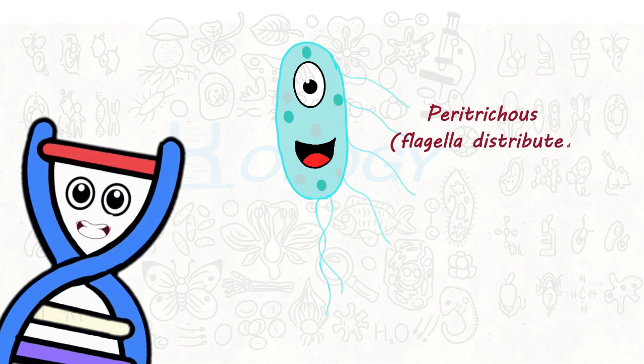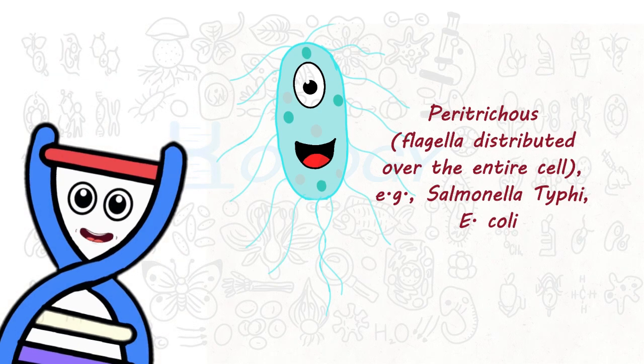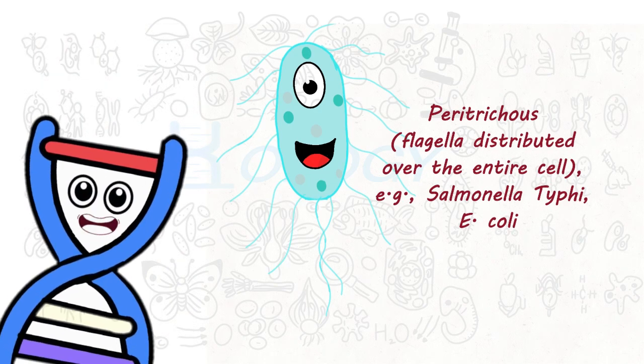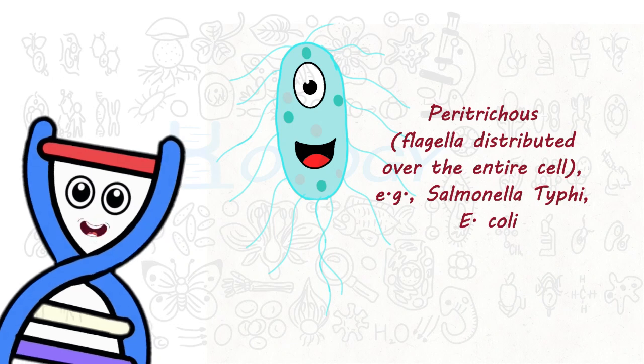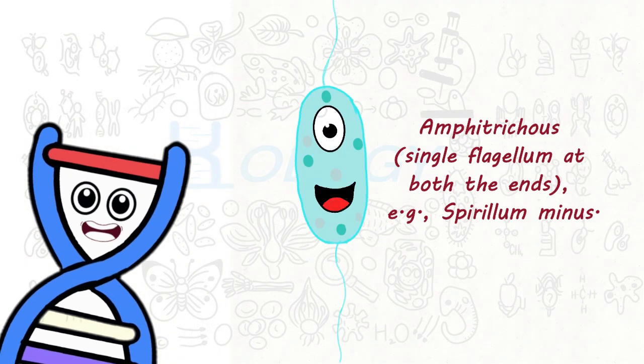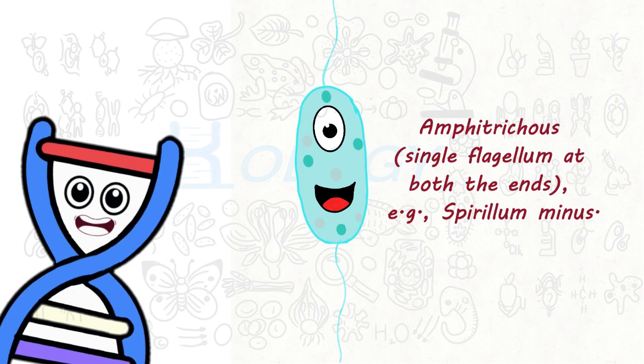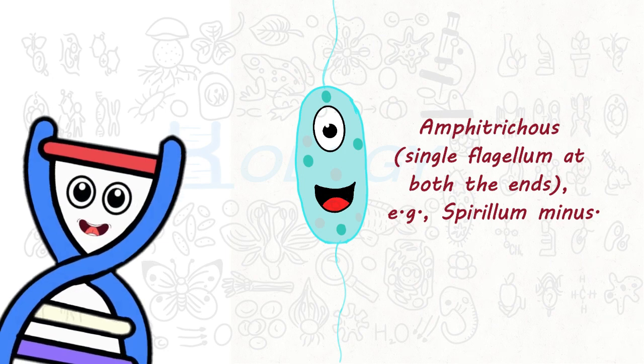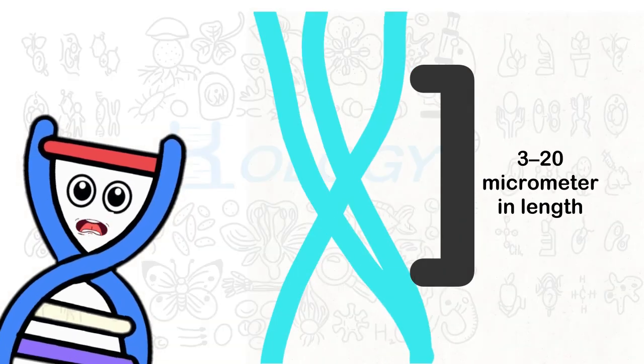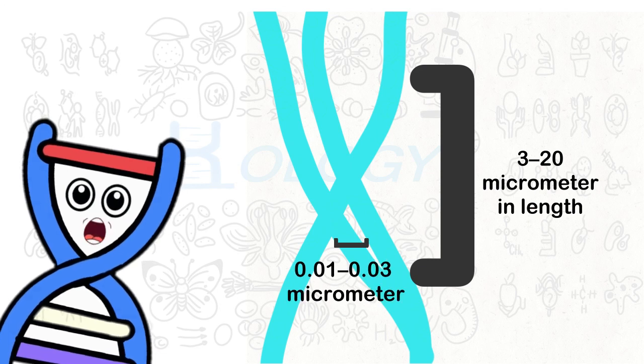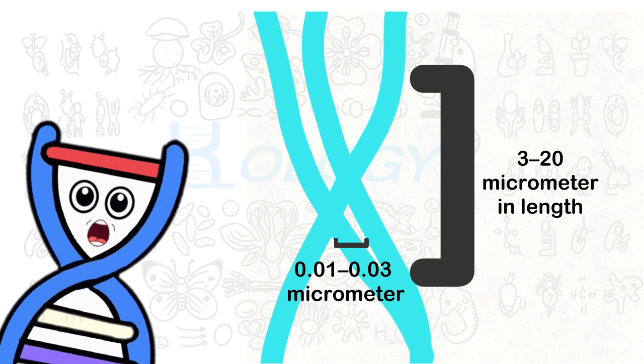Peritrichous: flagella distributed over the entire cell, for example, Salmonella typhi, E. coli, etc. Amphitrichous: a single flagellum at both ends, for example, Spirillum minus. The flagella are 3 to 20 micrometers in length and 0.02 micrometer in diameter.